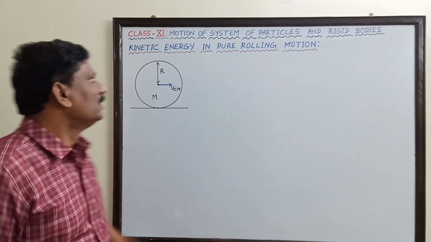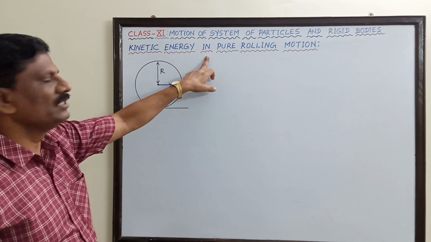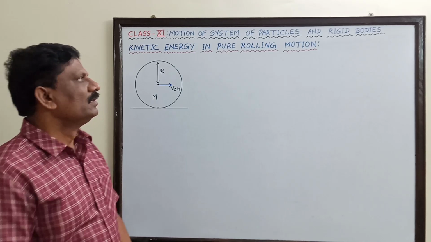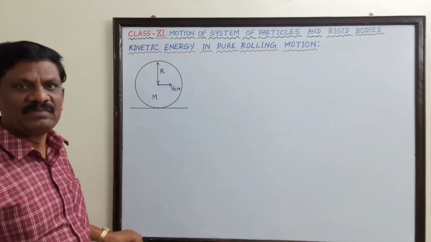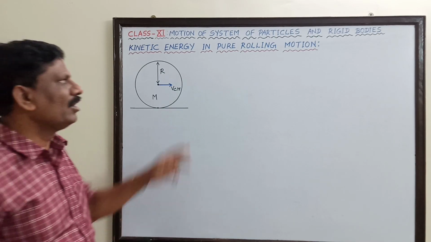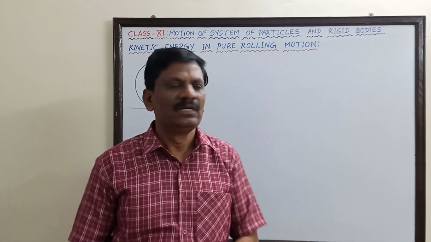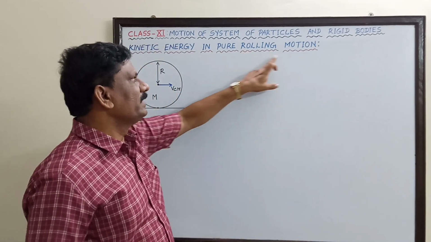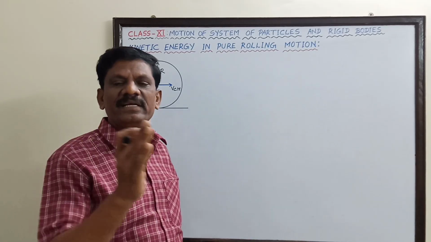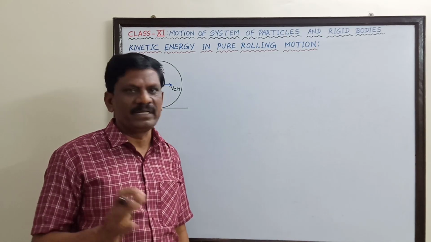Hi students, now we are going to derive an expression for the kinetic energy in pure rolling motion. So what is rolling motion? We have just studied. It is a combination of translatory motion and rotational motion. So the kinetic energy in rolling motion must be equal to the kinetic energy in translatory motion added with the kinetic energy of the body in rotational motion.